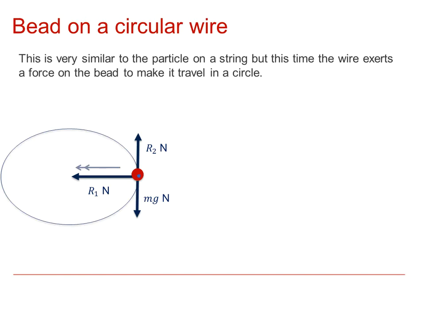So this is actually a very similar diagram to the last one. We've got the two vertical forces, weight and reaction, and then another normal reaction acting towards the centre of the circle, and that's the one which produces the acceleration.